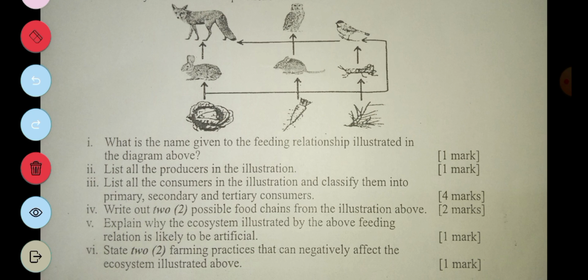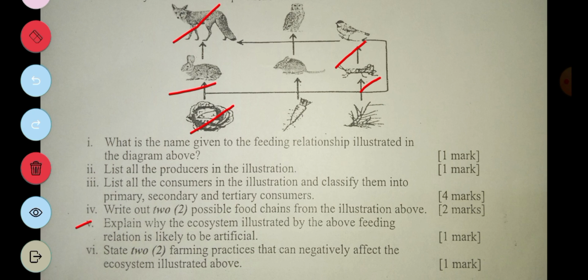So we have grass, then an arrow pointing towards the grasshopper, then an arrow pointing towards the bird. We can also have the cabbage with an arrow pointing towards the rabbit, an arrow pointing towards the fox.